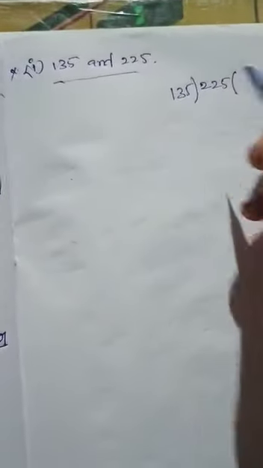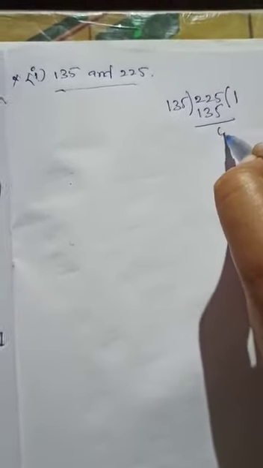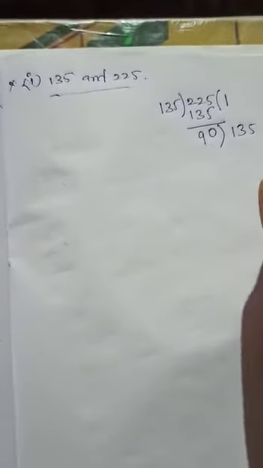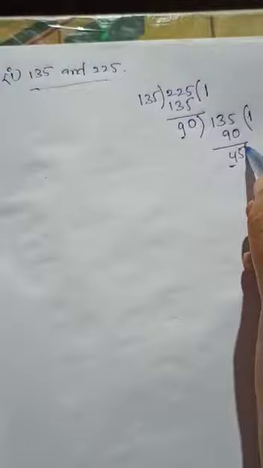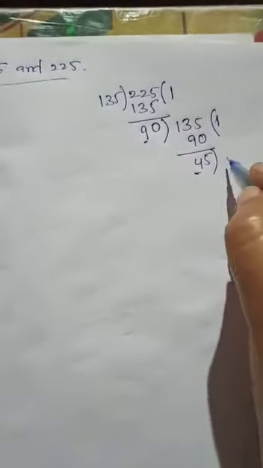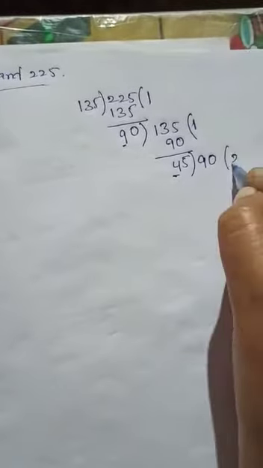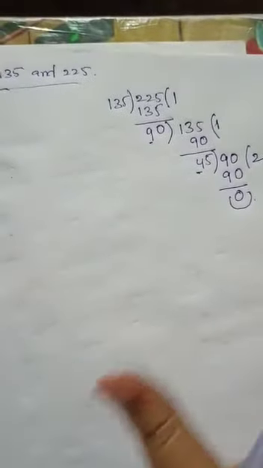Find the HCF of 135 and 225. Okay. 225 divide with 135. 1 time 135. We get remainder 90. So 135 by 90. 90 ones are 90. Remainder is 45. This is not 0. So continue the process. 45 twos are 90. Here remainder is 0.